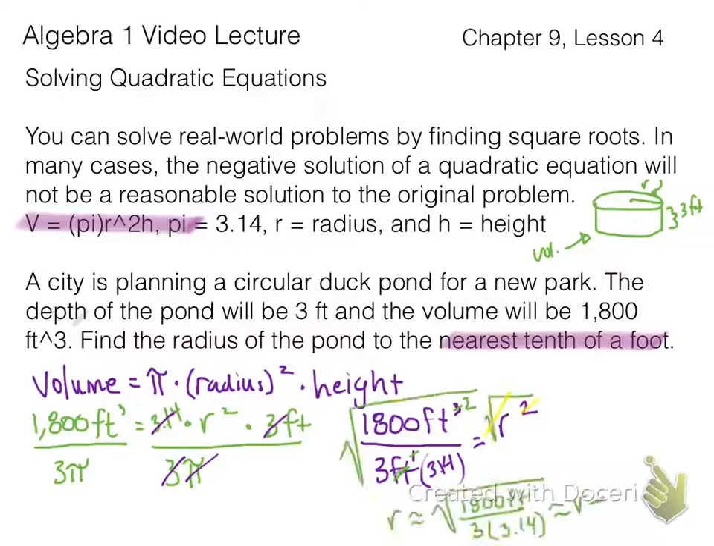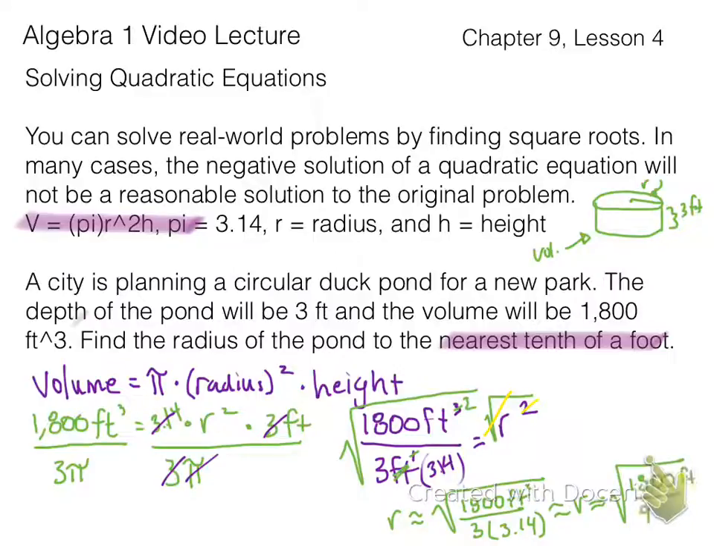Then I'm going to take the square root of r squared, which is going to cancel out the square. I'm going to take the square root of everything on the left, and I'm going to get r is approximately, because again, I'm rounding anyway, and I'm using 3.14, so it's not exact as it is. So r is approximately the square root of 1,800 feet squared over 3 times 3.14.